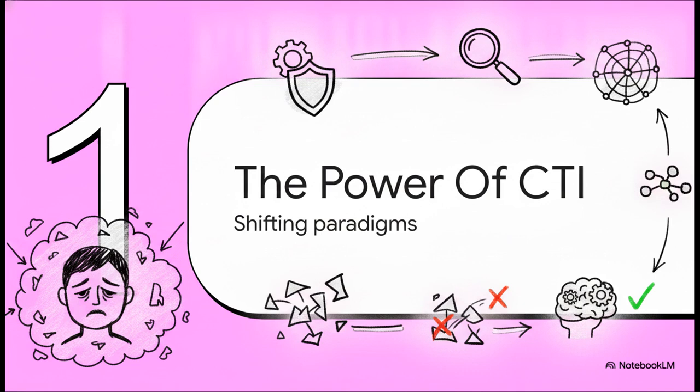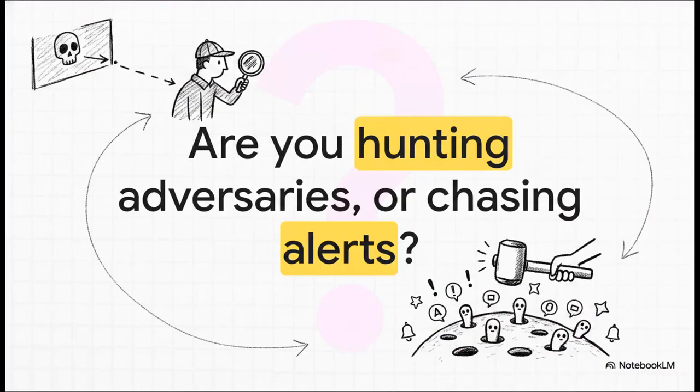Let's face it, modern SOC analysts are dealing with serious exhaustion and alert fatigue on a daily basis. Listen, I've got a question for you. Are you actually hunting adversaries, or are you just chasing alerts? Because without the right context, defending your network is basically just an endless, exhausting game of whack-a-mole. You know the drill. See an alert, close an alert. But you never actually find out who's on the other side of that keyboard, what they're after, or crucially, what they're going to do next.